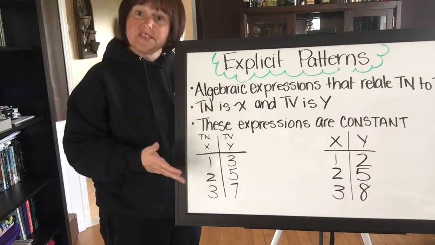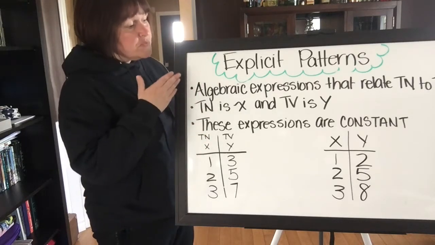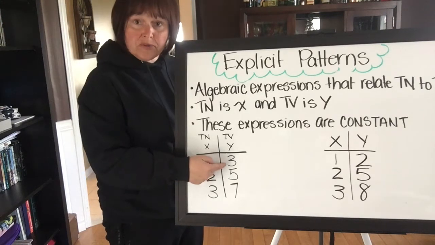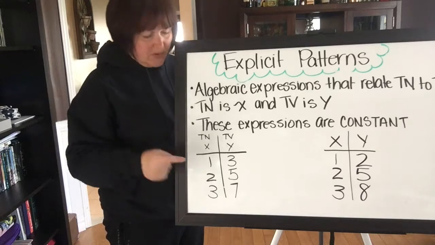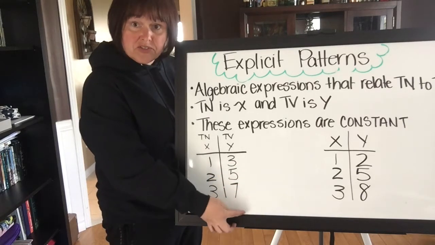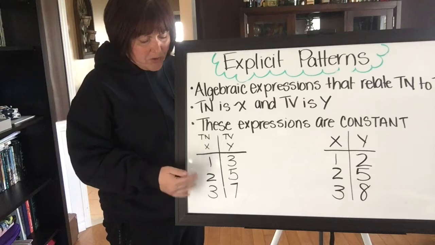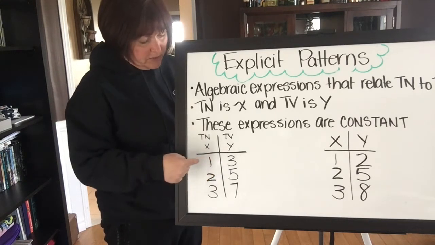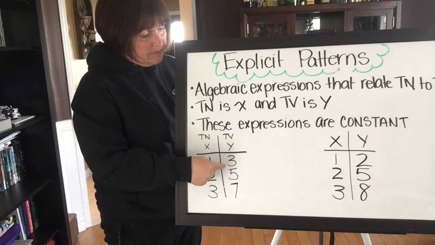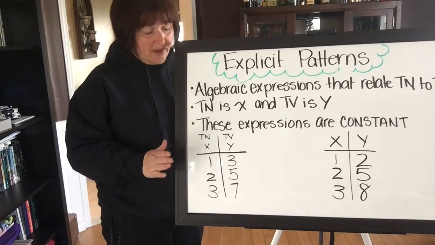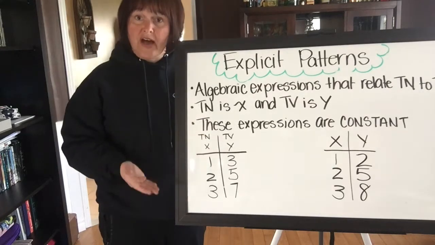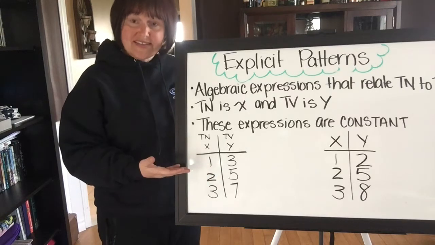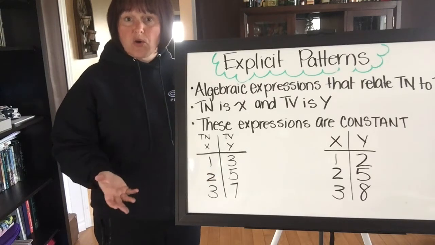But let's talk about what the explicit pattern rule is. The explicit pattern rule is an algebraic expression that relates term number to term value, where recursive only talked about the relationship between term value to term value. The explicit pattern rule talks about the relationship between x and y, between term number and term value, okay? X is always the term number and y is always the term value.